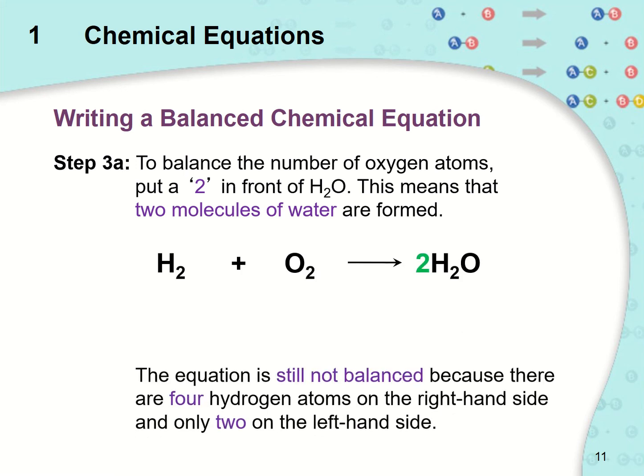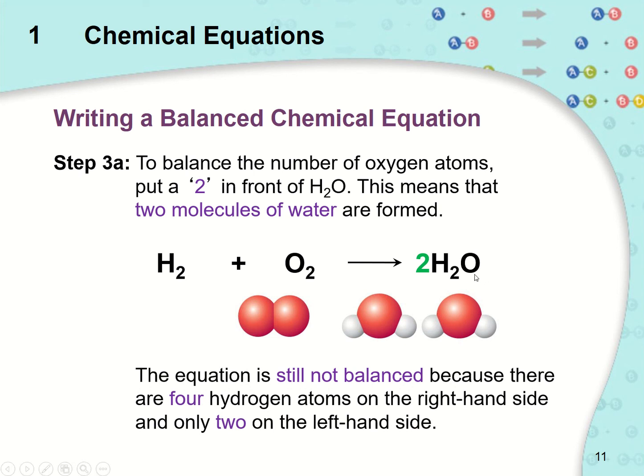So since just now I counted, and there is only 1 oxygen on the right hand side of the equation, I will put a number 2 in front of the H2O. This means that now I'm multiplying this H2O by 2. So basically I'm forming 2 H2O molecules like this.